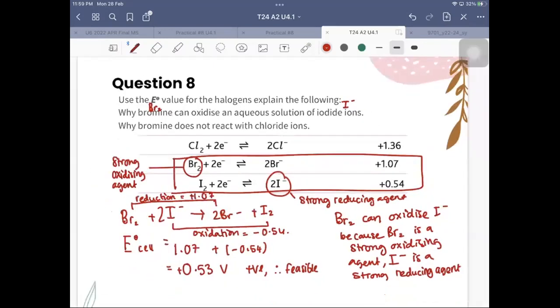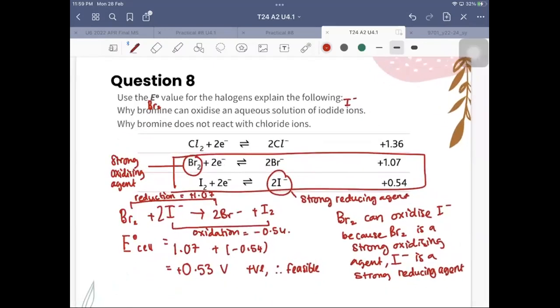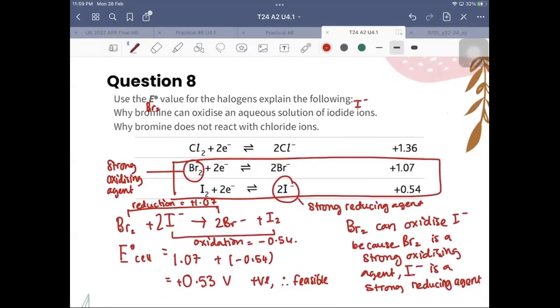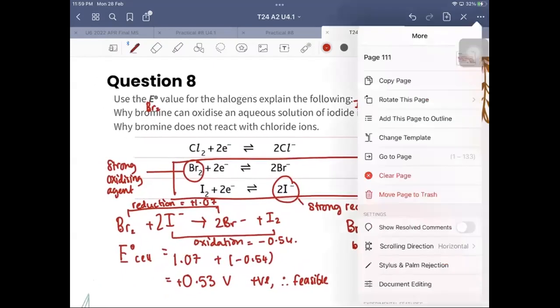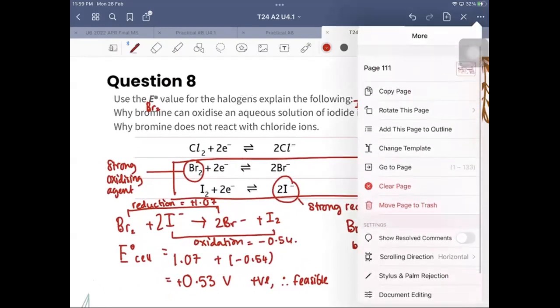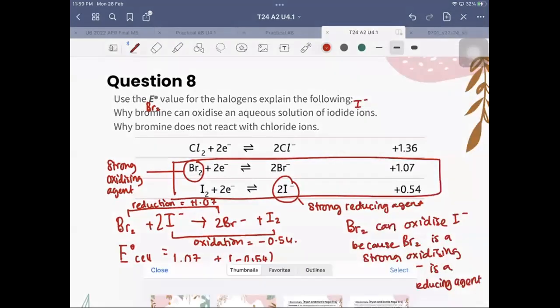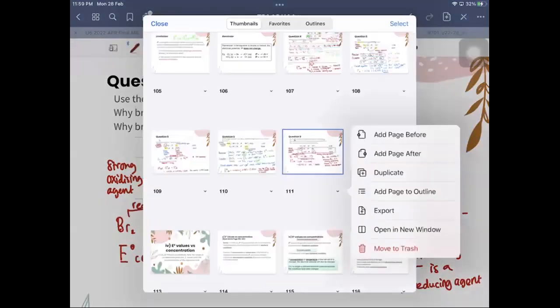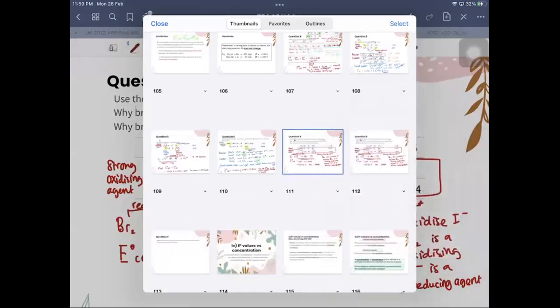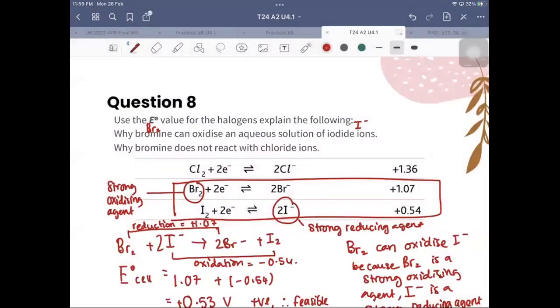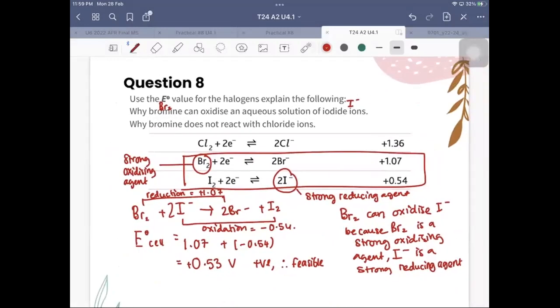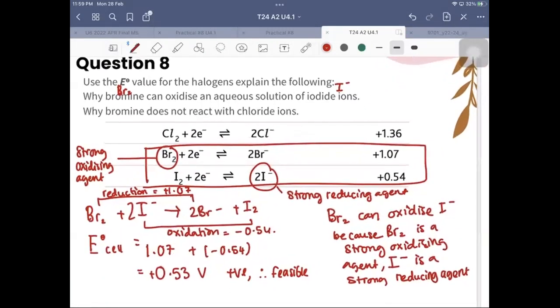Okay, so we are now going to answer the second part of the question. I will duplicate this page. How do I duplicate this page? Okay. So I'll let you copy this down first.